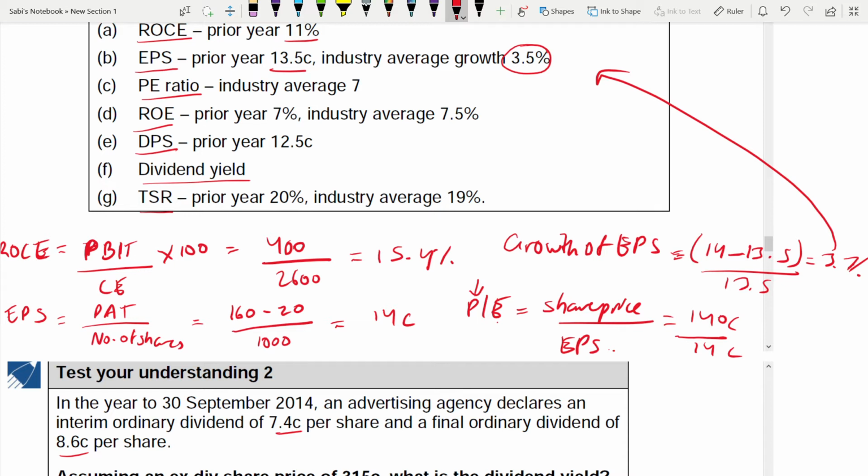That means how much? PE is in terms of times, 10 times. If you see here, industry average is 7. That means it's good. So what does it say? This is higher than the industry average. This may be because the company is perceived to have good growth prospects. That means it is likely to be seen as having good investment potential.